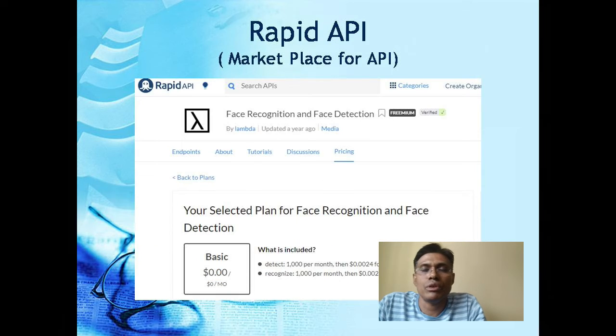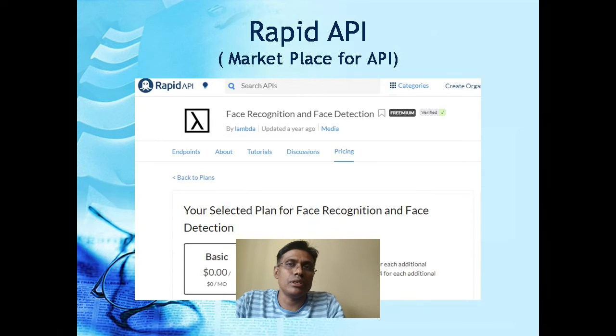It's a marketplace for all the APIs, where I've even found zero-cost APIs, like 1,000 requests per month free of cost, and then it goes to a very minimal expense. Let's take a look at a couple of demos from their respective sites.